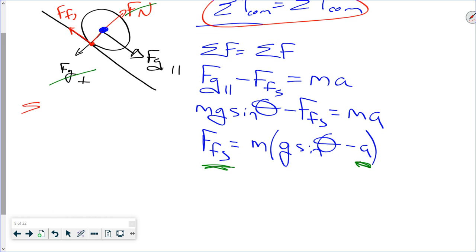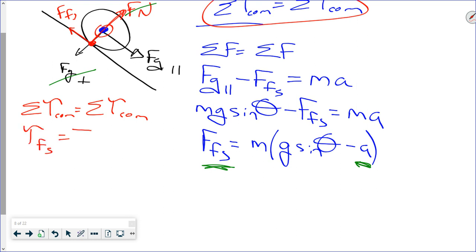So net torque about our center of mass is equal to the net torque about our center of mass. If our pivot point is here, then gravity doesn't provide a torque because the lever arm is 0. Normal force also has a lever arm of 0 because it's just pointing right at the pivot point. So our only net torque is by friction. So the net torque about the center of mass is going to be the torque from friction.